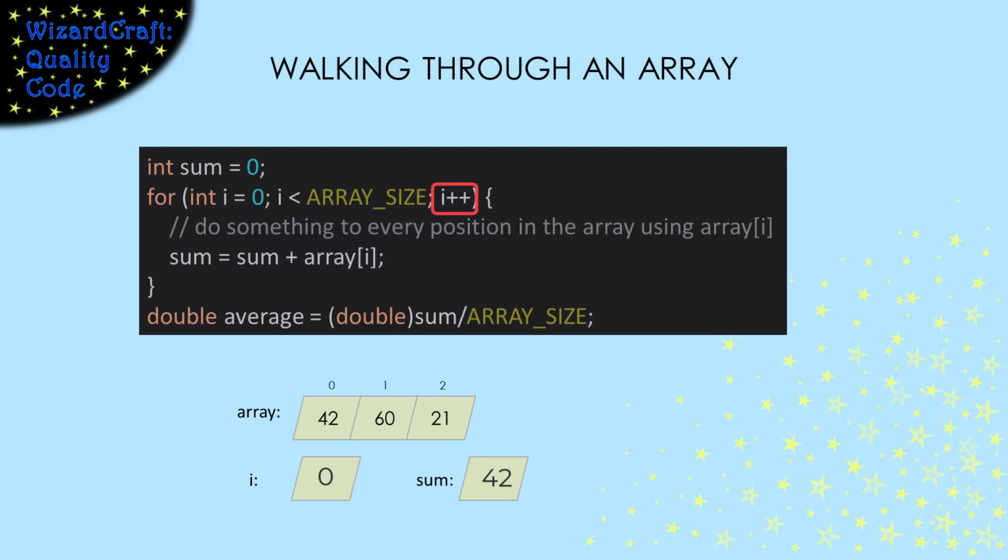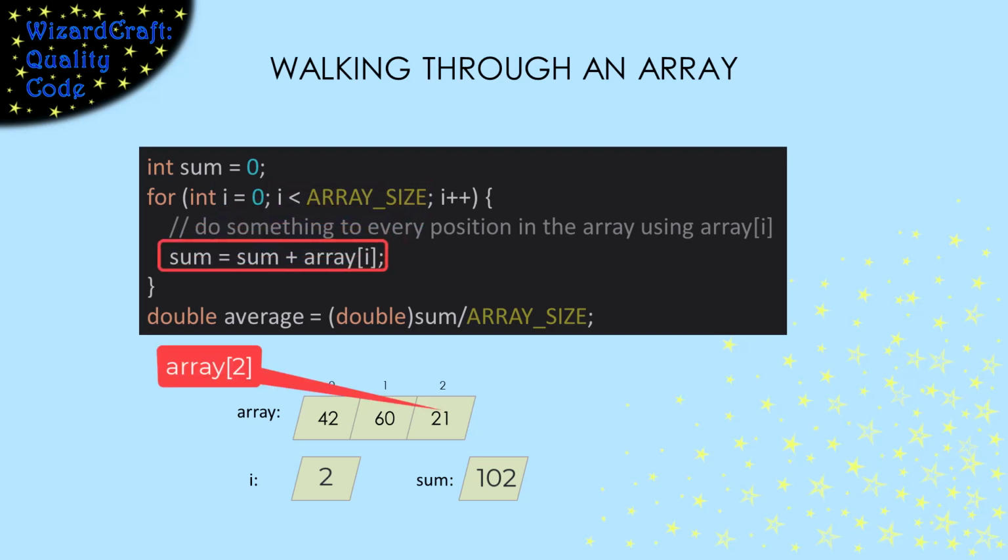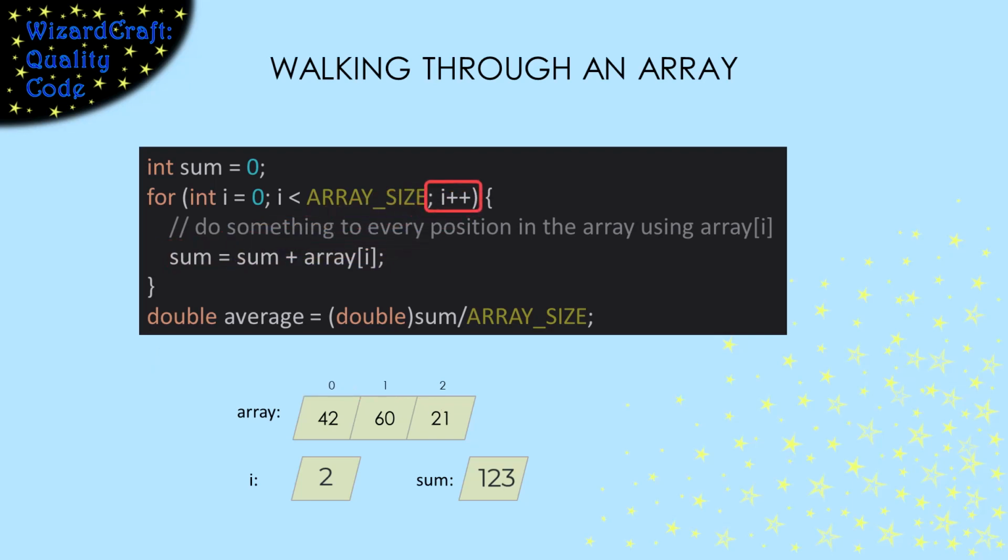Then i gets bigger by 1. It's still less than 3, so the loop will add array sub 1 to that running sum. Adding 60 to 42 makes the sum be 102. i gets bigger by 1. It's still less than 3, so we add array sub 2 to sum. 102 plus 21 is 123. i gets bigger by 1. It is no longer less than 3, and the loop stops.